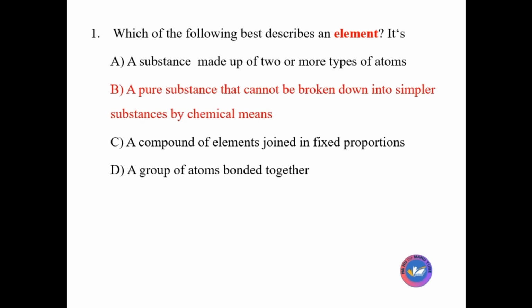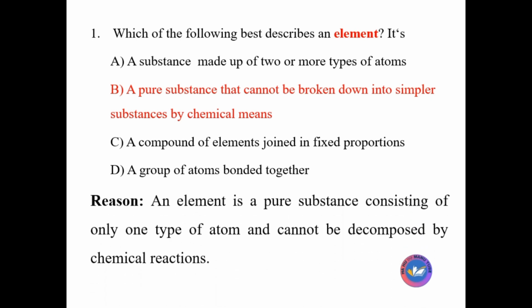The answer will be B, a pure substance that cannot be broken down into simpler substances by chemical means. Because an element is a pure substance consisting of only one type of atom and cannot be decomposed by chemical reactions.